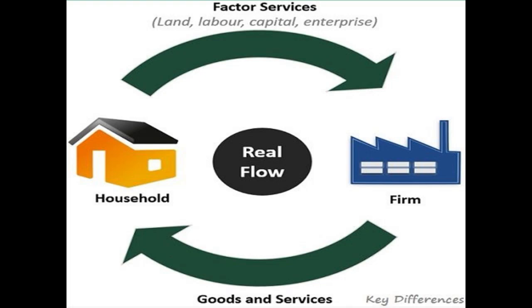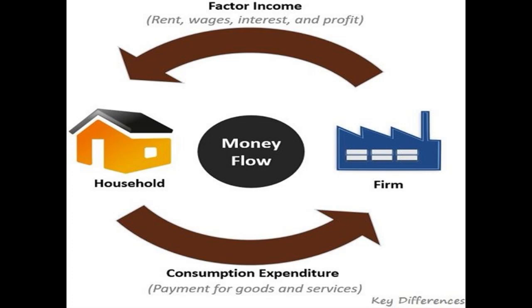Now, what about the money flows? Money flows refer to the payment for the services. The household sector receives monetary payment in the form of rent, wages and salaries, interest and profit for the factor services offered by them to the firms. In return, the household sector, that is the consumers, spend the money received by them on buying goods and services produced by the firms so as to satisfy their wants.